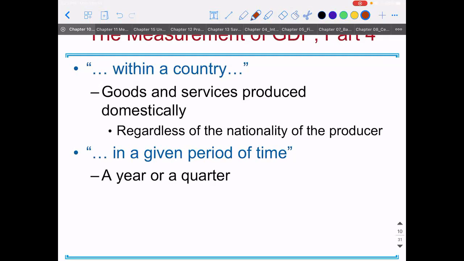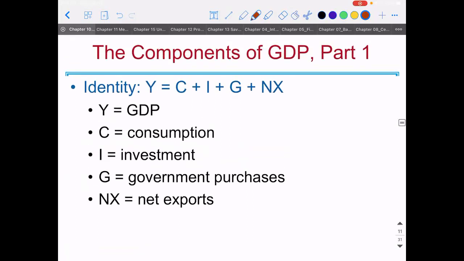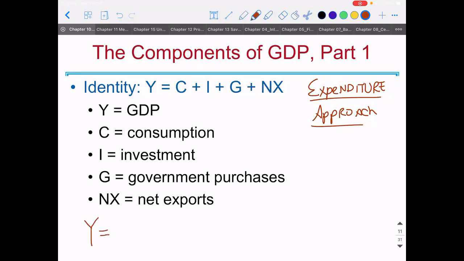Within the country, again, regardless of nationality or citizenship, we are looking at what's made within this country's borders over a period of time. Now, the most common way to do this is going to be called the expenditure approach, where total output, which is Y, which is also GDP, is equal to everything that households spend on goods and services, plus what businesses spend on investment.